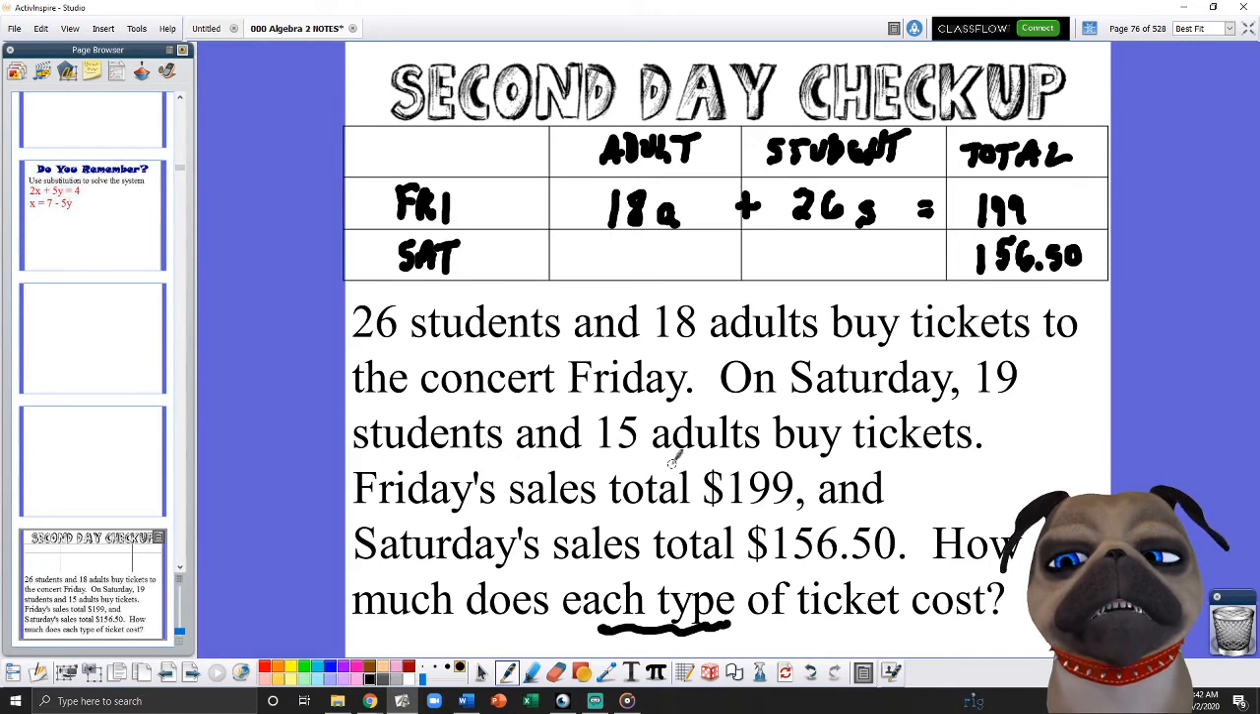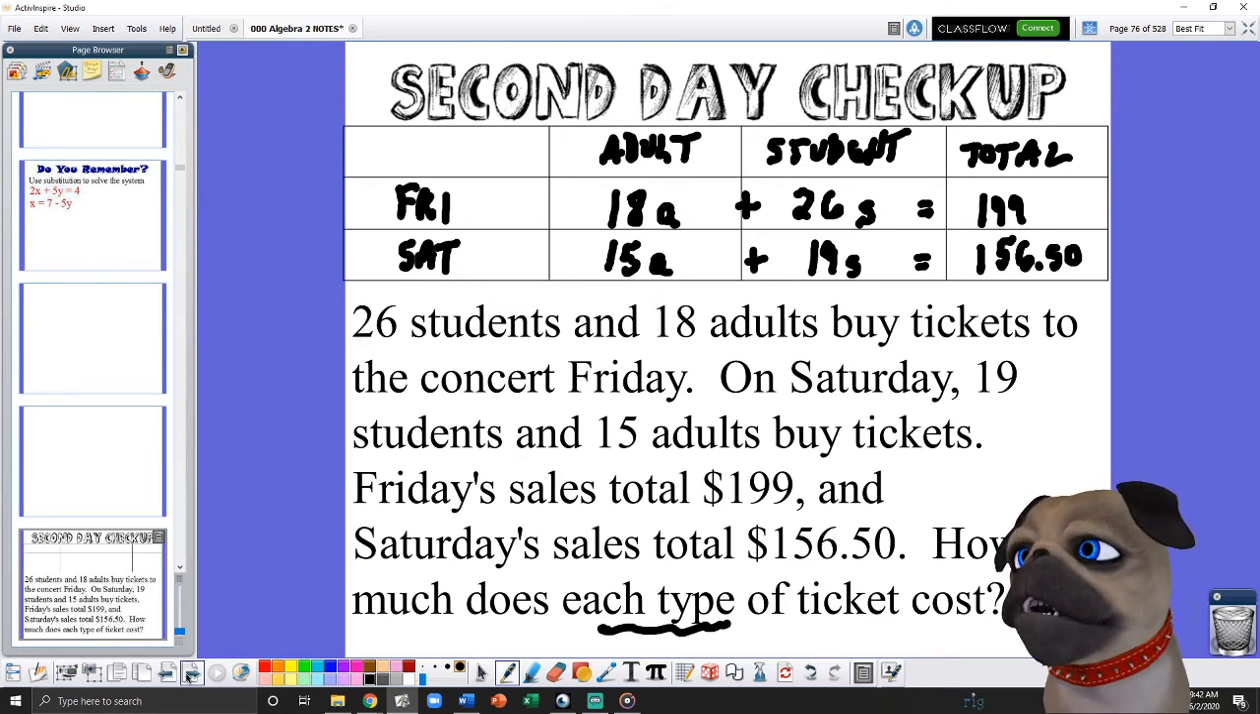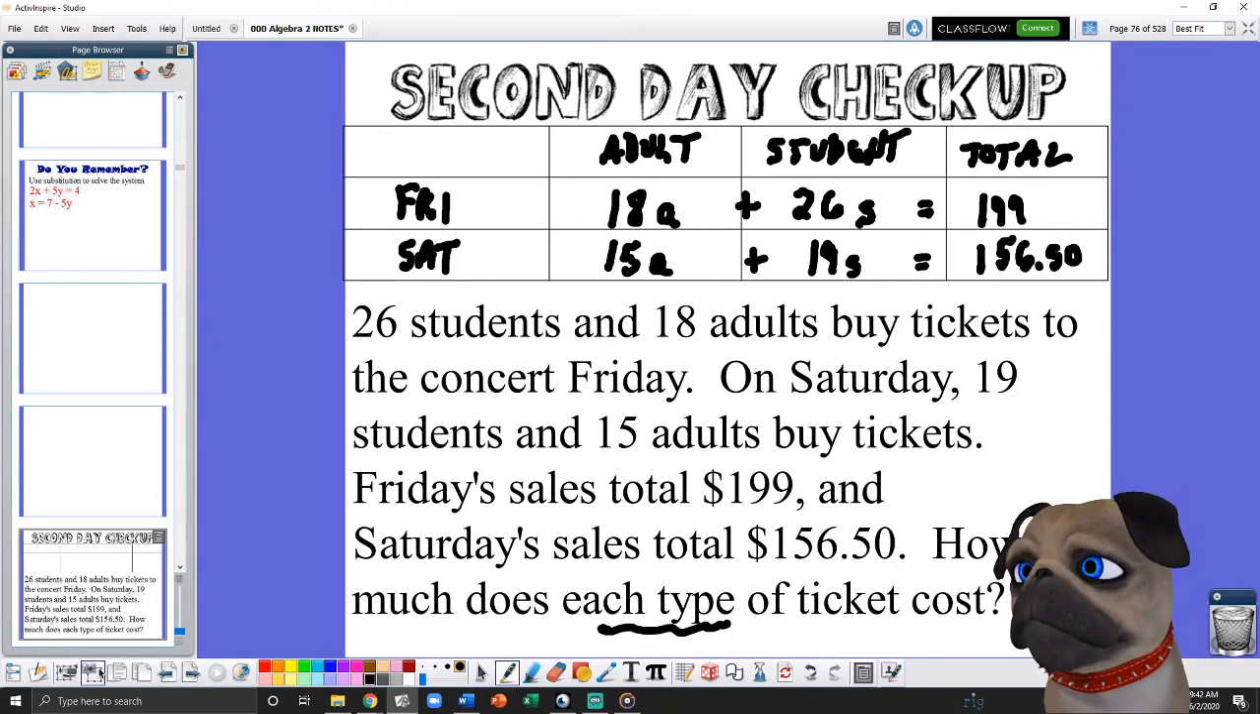In the same way, on Saturday, 19 students. So that would be 19S. And we're going to add that to our 15 adult tickets and its price. Alright, we now have our equations. So let's go ahead and hit pause and then you solve this. Go for it.